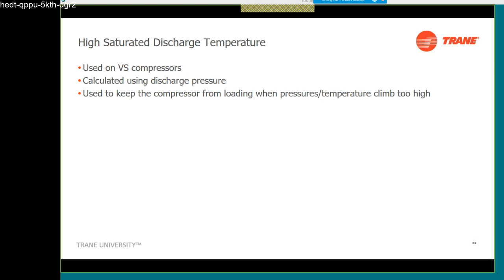High saturated discharge temperature. We only use this on variable speed compressors. We calculate it using the discharge pressure, and it's used to keep us from loading up more compressors on that circuit when the pressures or temperatures are too high. It's an internal calculation. A lot of these settings can't be changed, they're fixed.